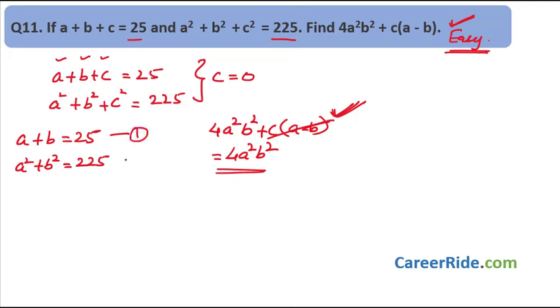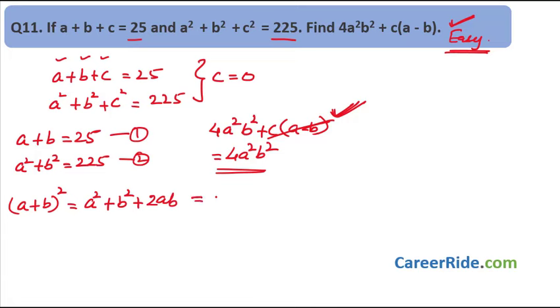This is my first equation, let me assume, and this is my second equation. So let me just try to square (a + b) whole square. This is equal to what? This is equal to a square plus b square plus 2ab, I'm sorry. Okay. So this becomes equal to what?